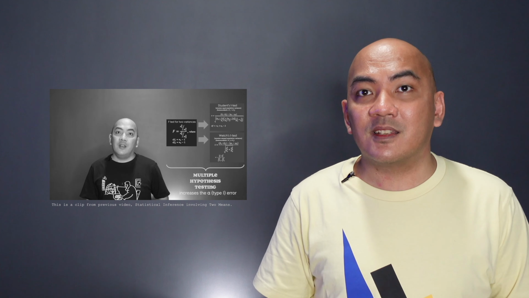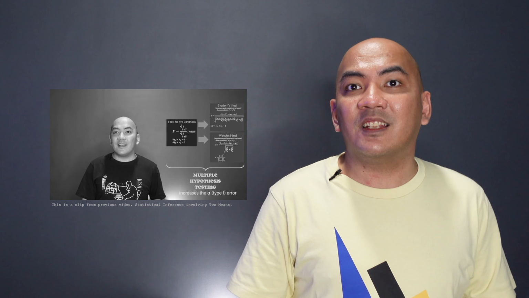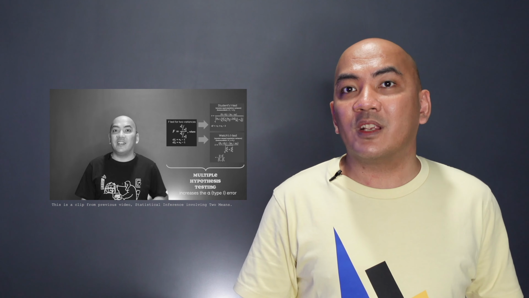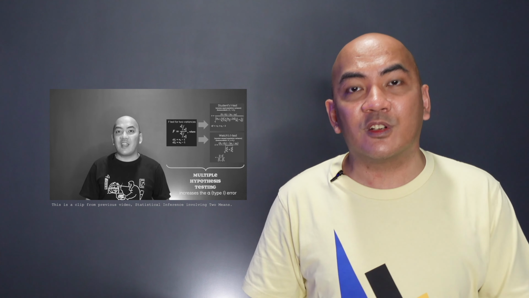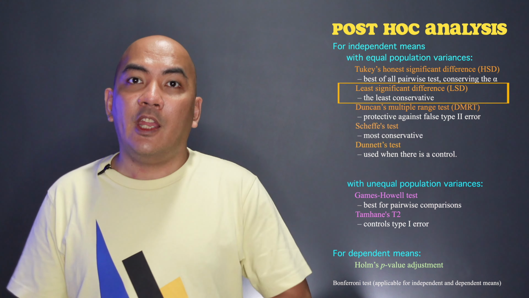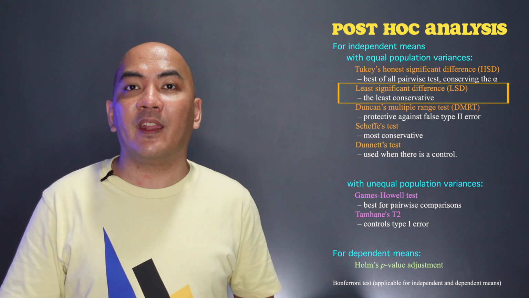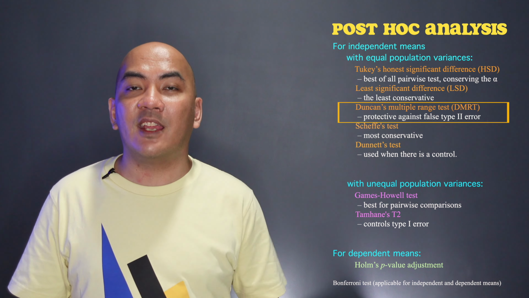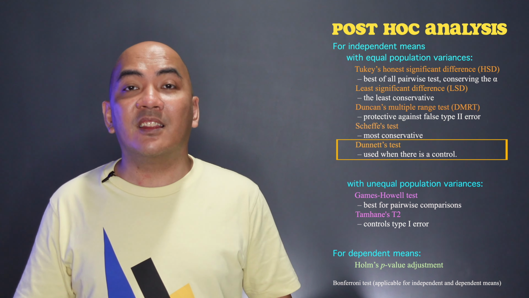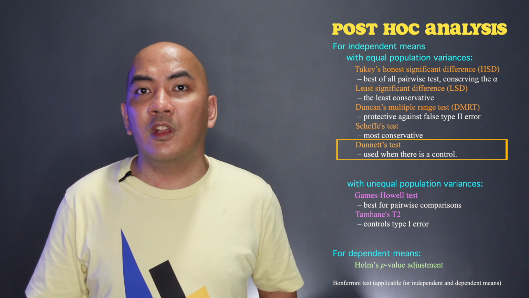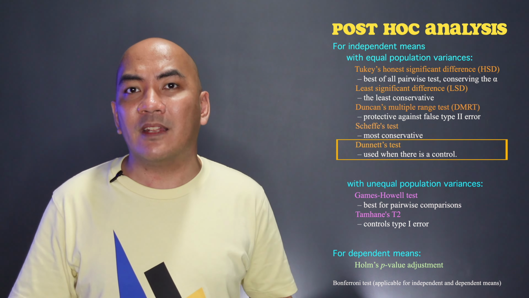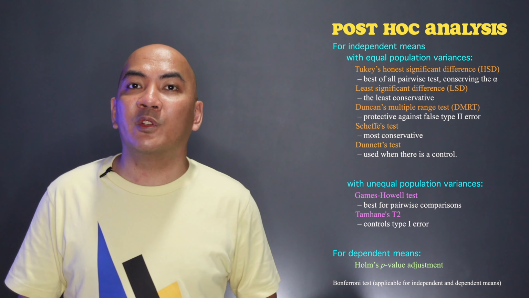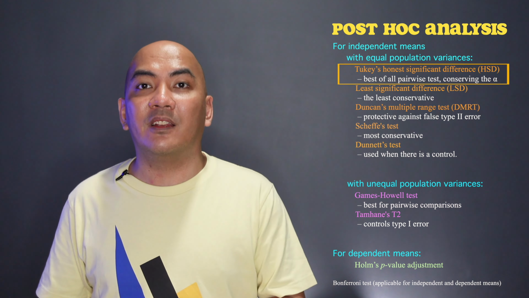Remember that multiple testing is not advised, since it increases the level of significance or the type 1 error. So what Tukey's HSD does is conserve the level of significance. And we also have the least significant difference, which is the least conservative. We also have Duncan's multiple range test, Scheffe's test, and Dunnett's test, which is only used when you're comparing multiple treatments to a single control. However, for this example, we're only going to make use of Tukey's honest significant difference.